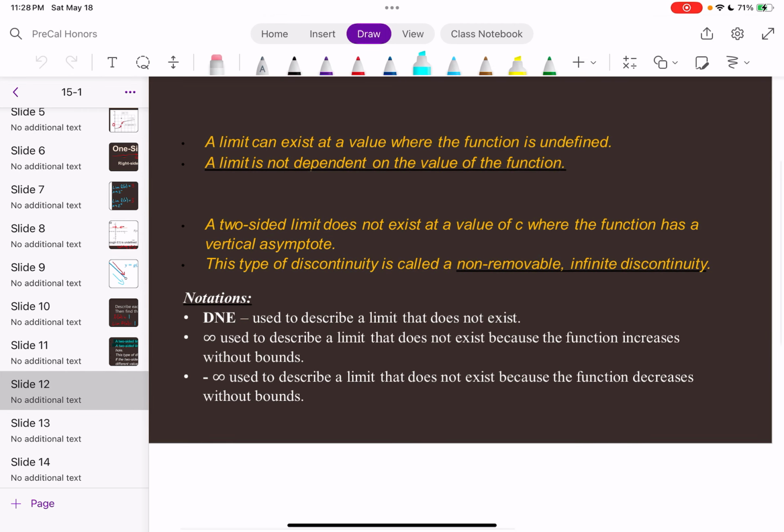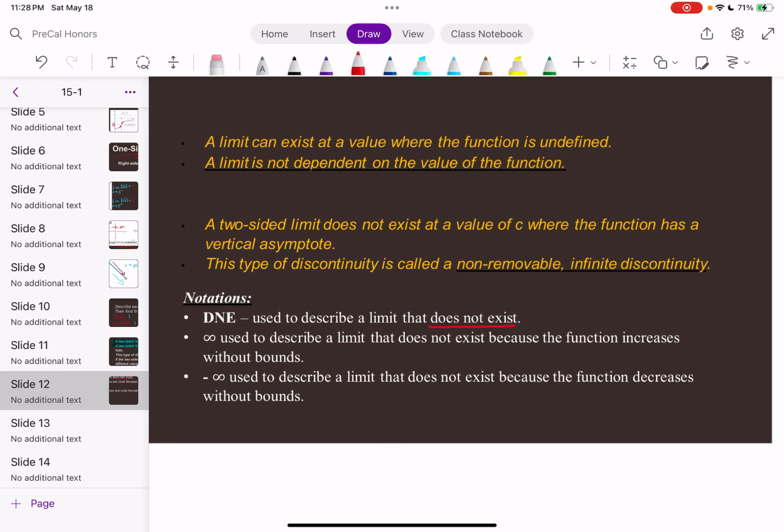We also go over various types of notations. Here, these are different notations that are used within our answers to help us have a better understanding of our answers. First one would be DNE, which means does not exist, as heard earlier within this video.